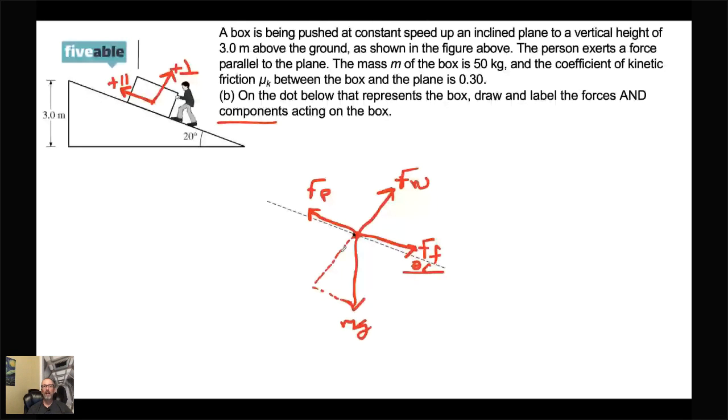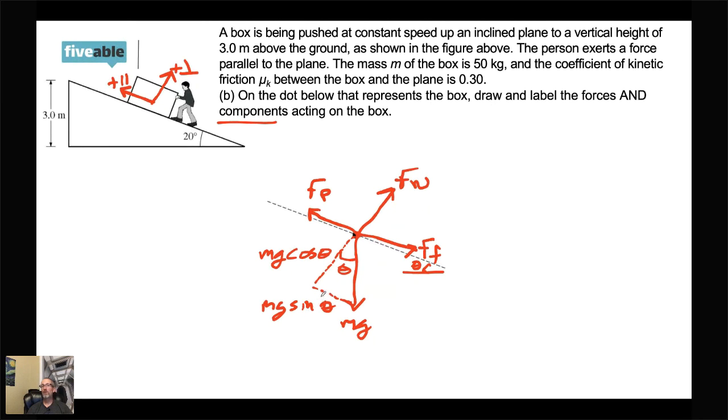Right here is our angle theta. And so this side is going to be mg times the cosine of the angle. And the bottom here is going to be mg sine of the angle. Okay, so now we have our free body diagram.